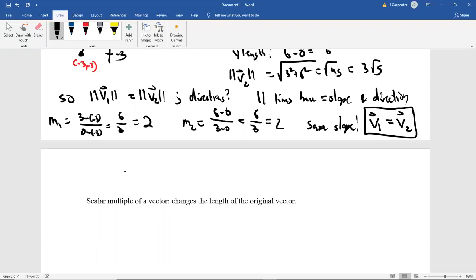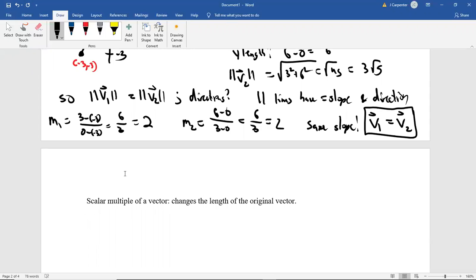So 2 times a vector doubles it. Half times a vector would halve it. 10 times a vector would, you get the idea, multiply it by 10. It would still point in the same direction, so it doesn't change how it points, it just changes how long the line is.